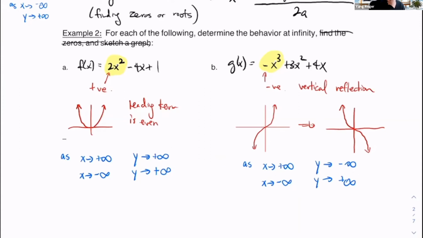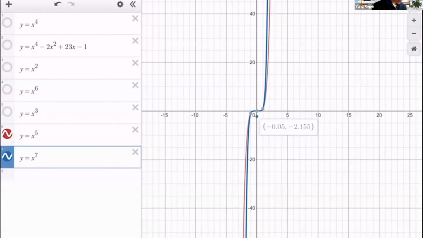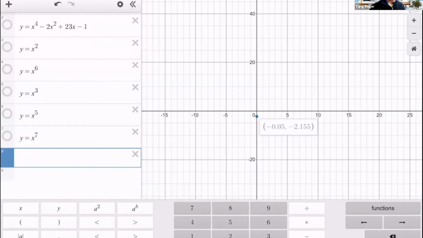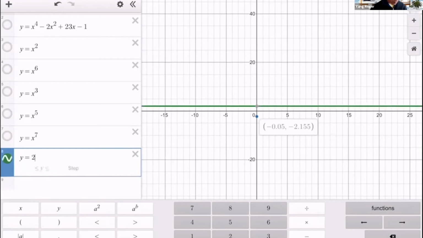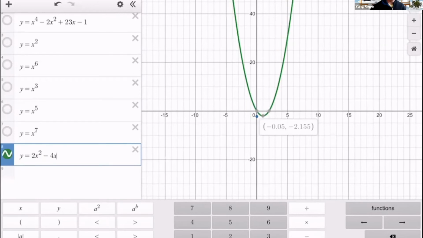So let me show you something on Desmos again. I just want to tell you where we're going with this course. So the first example that we did was 2x squared minus 4x plus 1. Okay.